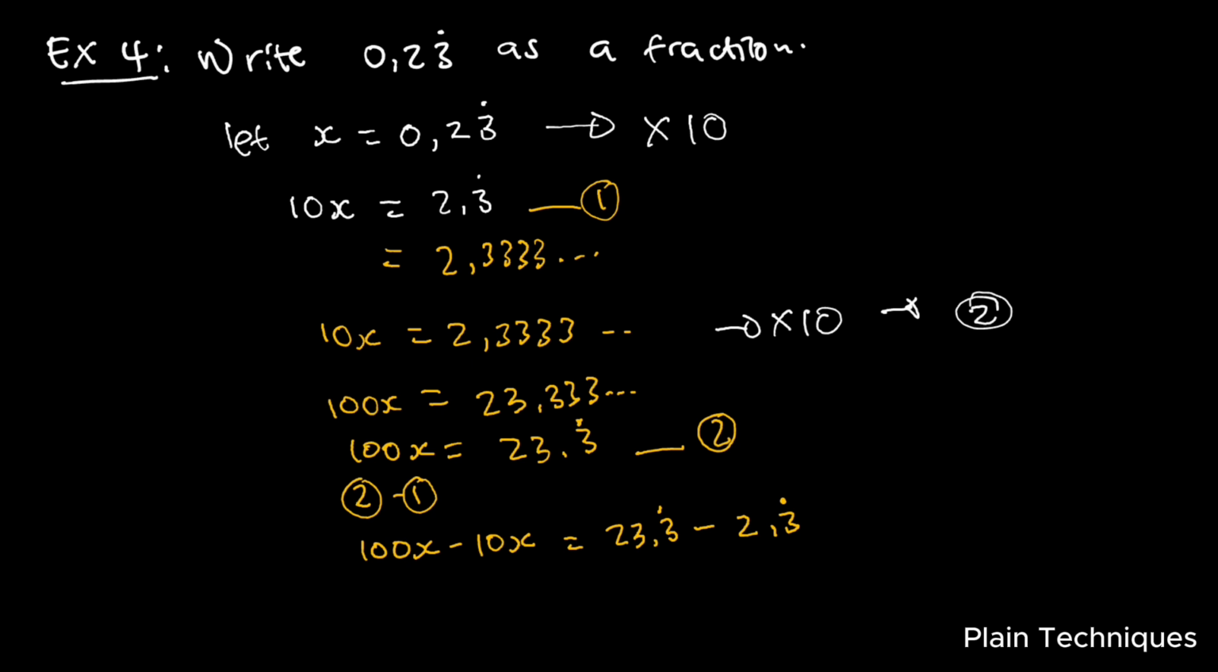So this side I'll have 90x, and on the right hand side I'll have 21. So x will be 21 over 90. Is there a way to further simplify 21 over 90? Yes. 21 over 90 simplified further will give me 7 over 30. Now this is the final answer.